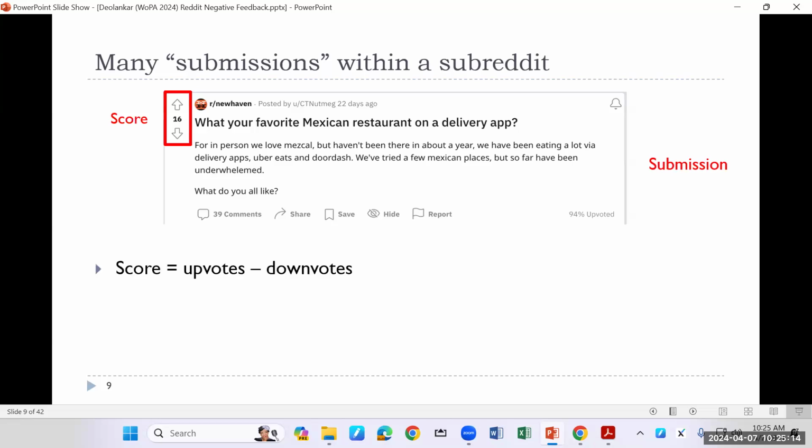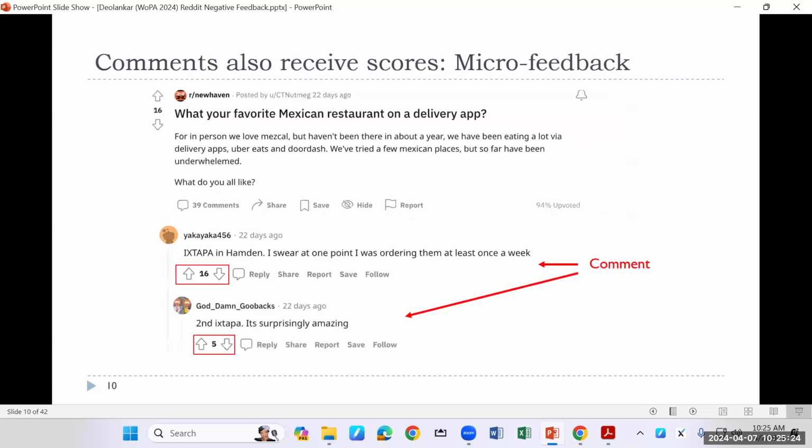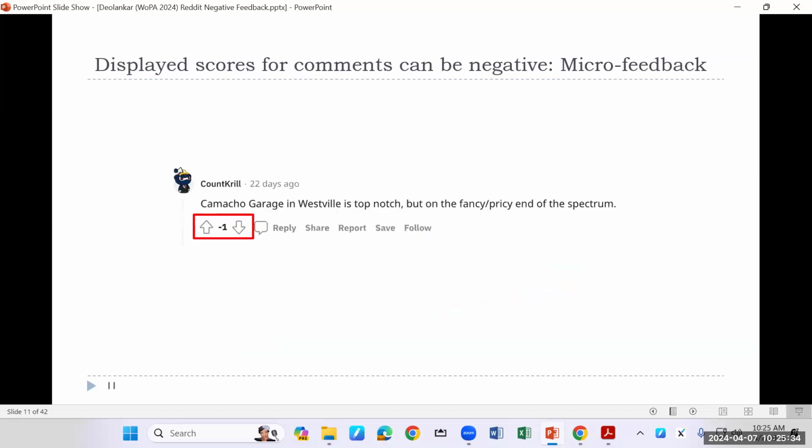Score is nothing but the sum of upwards and downwards accumulated by that particular piece of content. Now, once a submission is posted, users that want to partake in that discussion can post comments, which then appear in a threaded format beneath the submission. Now, on Reddit, these comments also receive feedback in the form of a score. And what's interesting is that the displayed score of comments can actually be negative.